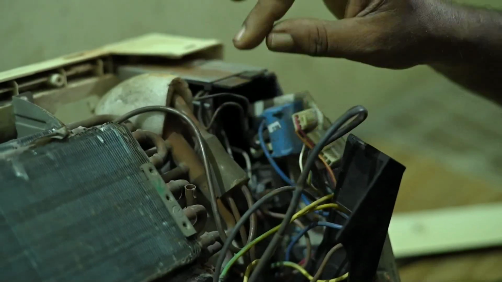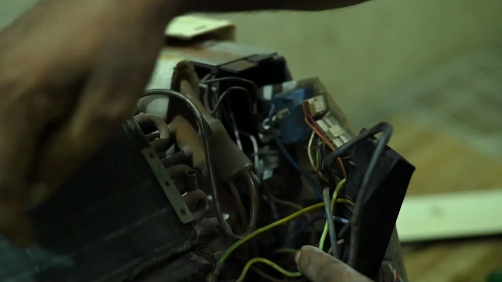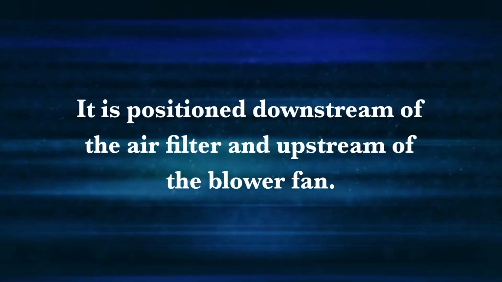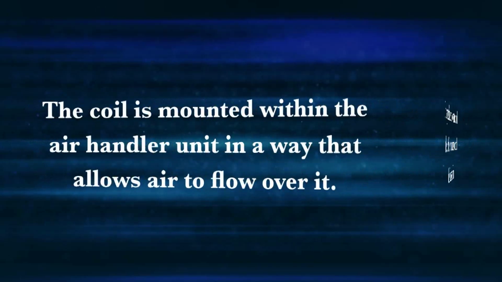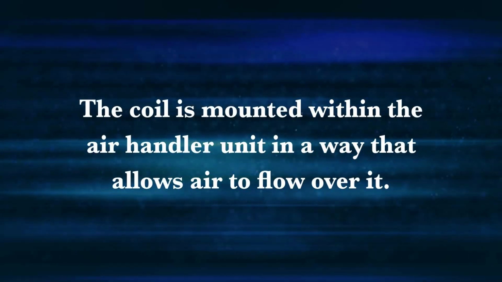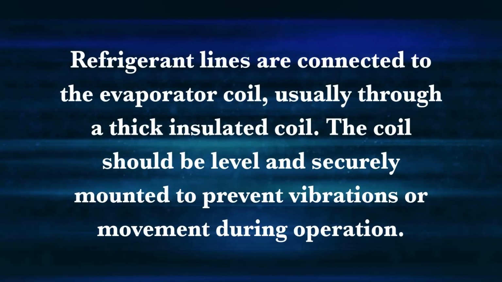The evaporator coil is often in the air handler unit or furnace. It is positioned downstream of the air filter and upstream of the blower fan. The coil is mounted within the air handler unit in a way that allows air to flow over it. Refrigerant lines are connected to the evaporator coil, usually through a thick insulated coil. The coil should be level and securely mounted to prevent vibration or movement during operation.